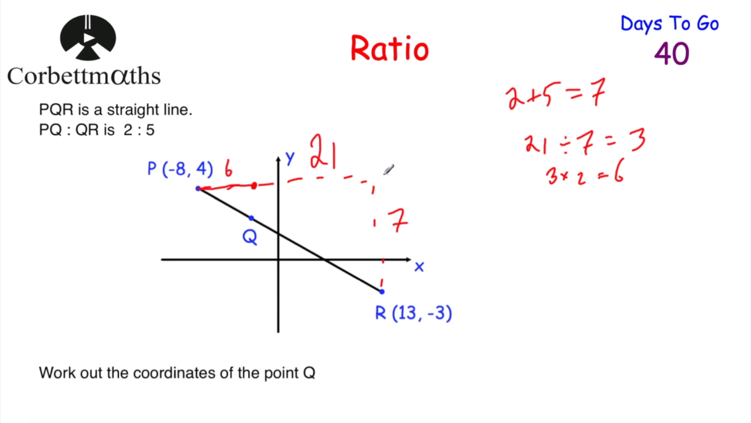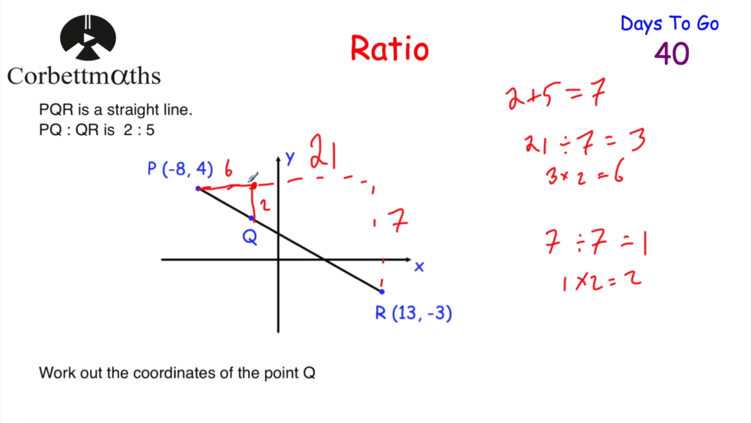Now in terms of vertically, the whole way down is 7. So if we take our 7 and divide it by 2 plus 5, which is 7, 7 divided by 7 is 1. And then we're going to multiply by the PQ number in the ratio, which is 2. So 1 multiplied by 2 is equal to 2. So we're going to go down 2. So to get from P to Q, we're going across 6 and down 2.